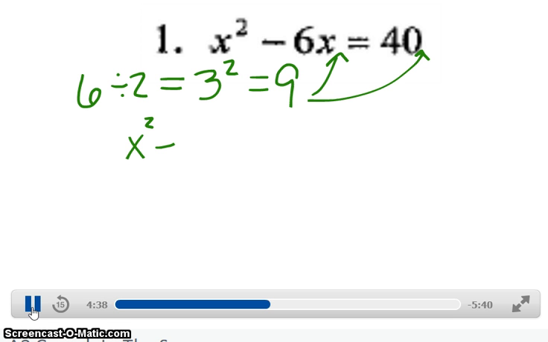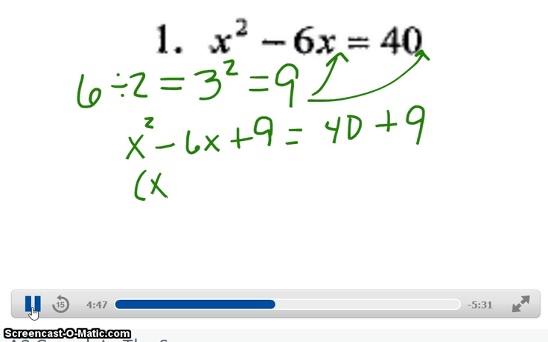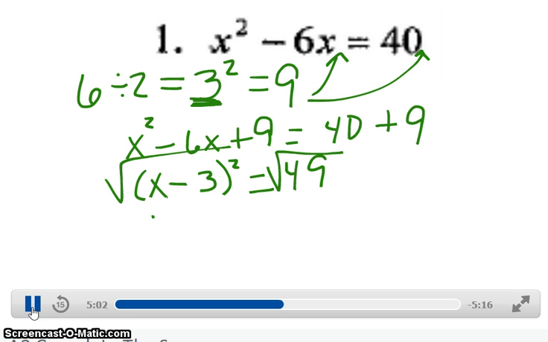So x squared minus 6x plus 9 equals 40 plus 9. You're going to rewrite this as (x minus 3) squared, because I had a minus, and 3 because that's what I squared, equals 40 plus 9 is 49. We need to unsquare it, so we're going to square root both sides. X minus 3 equals plus or minus 7, because the square root of 49 is 7.